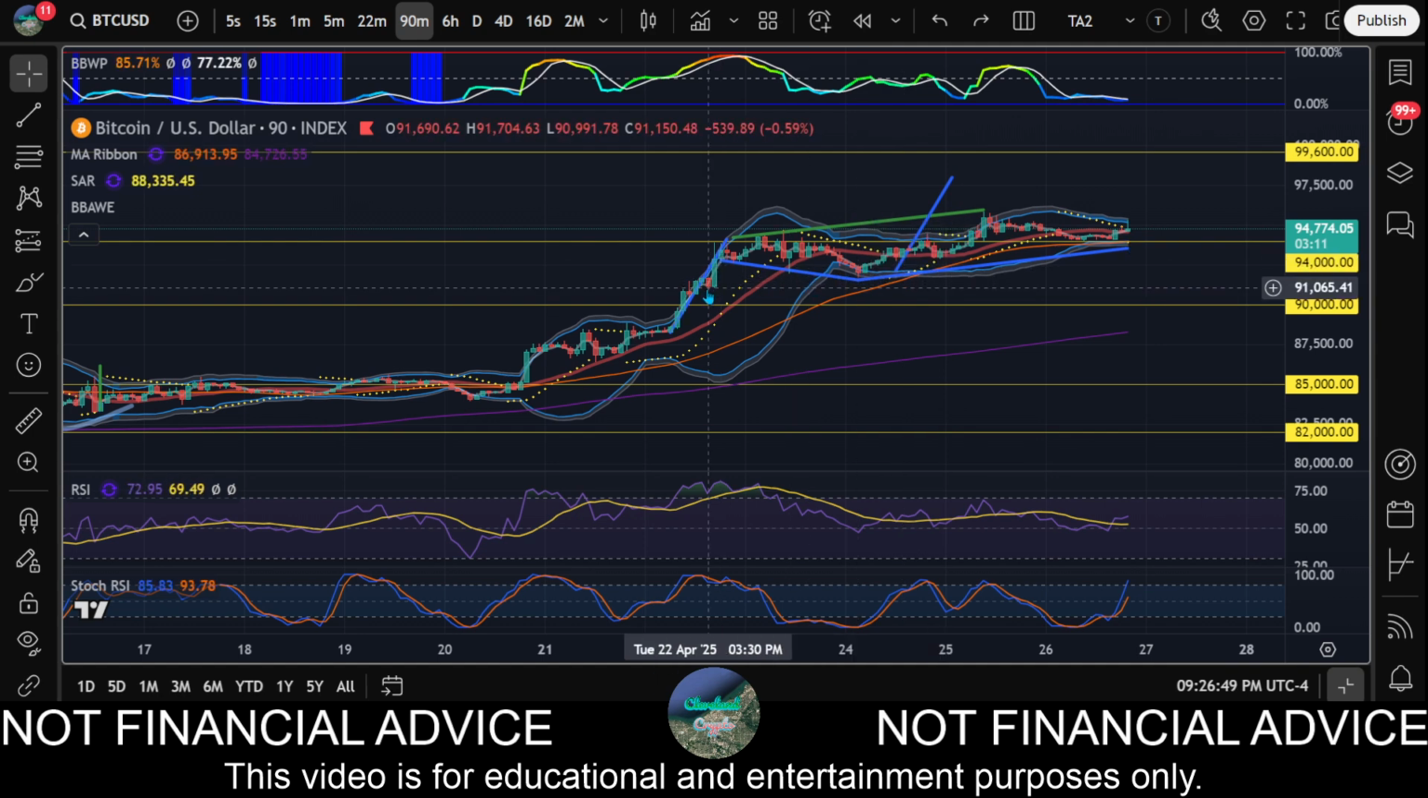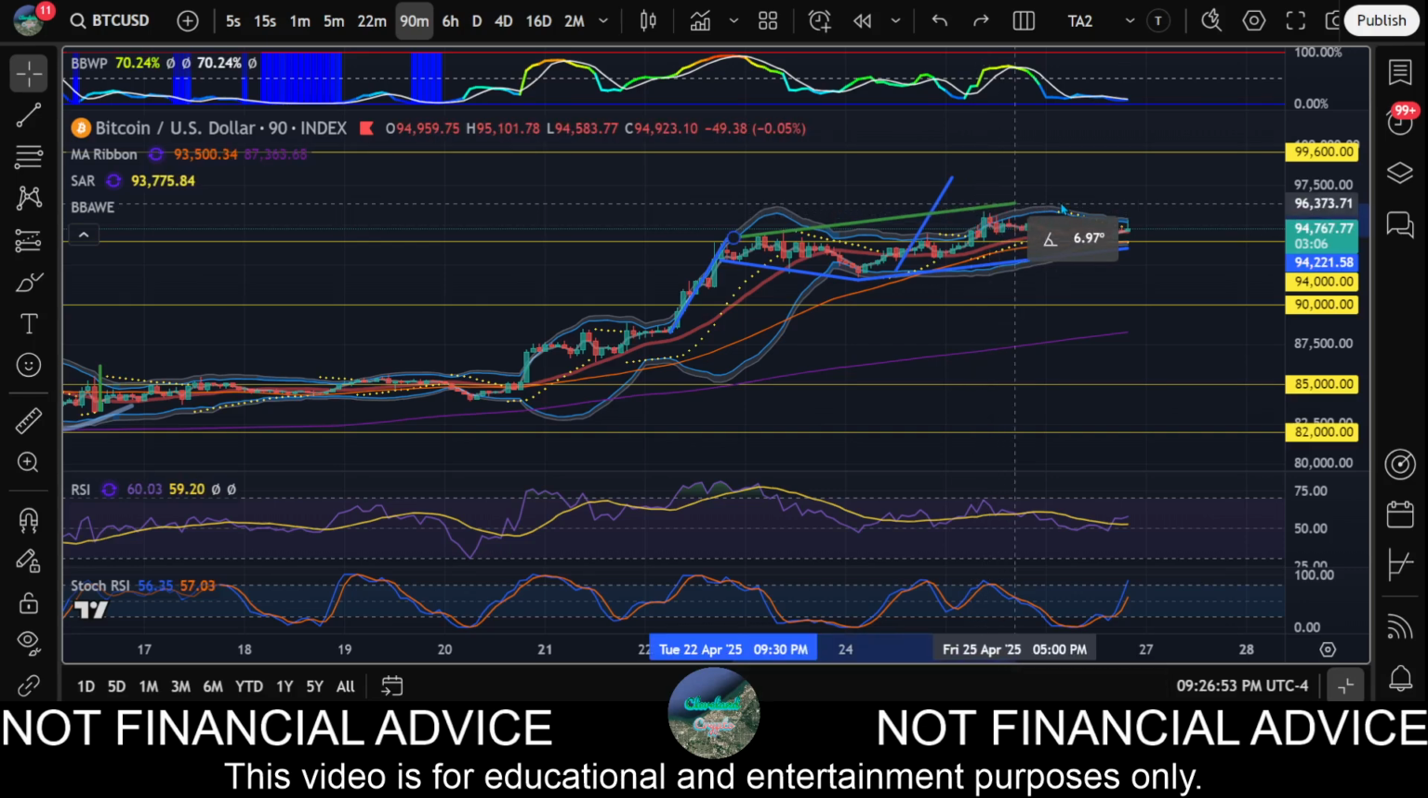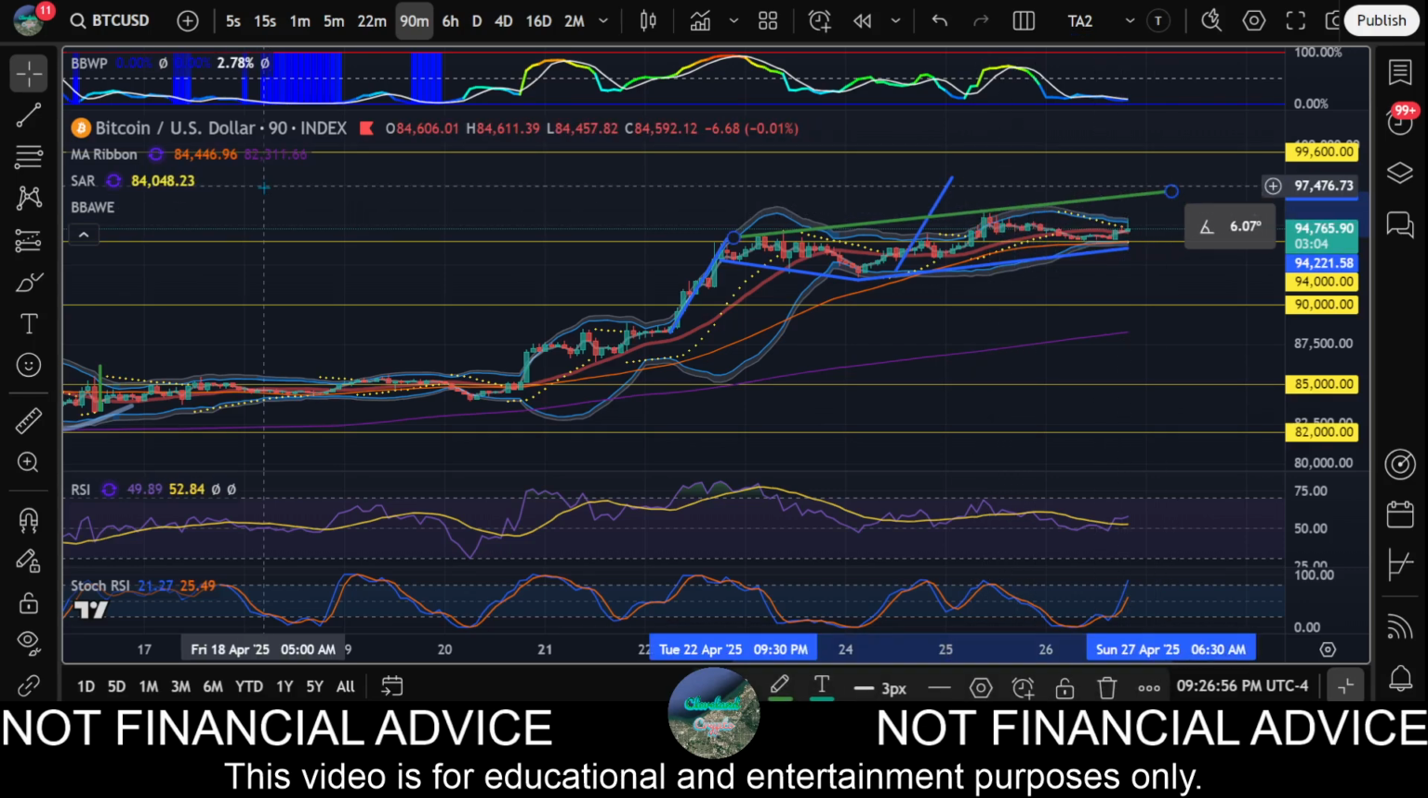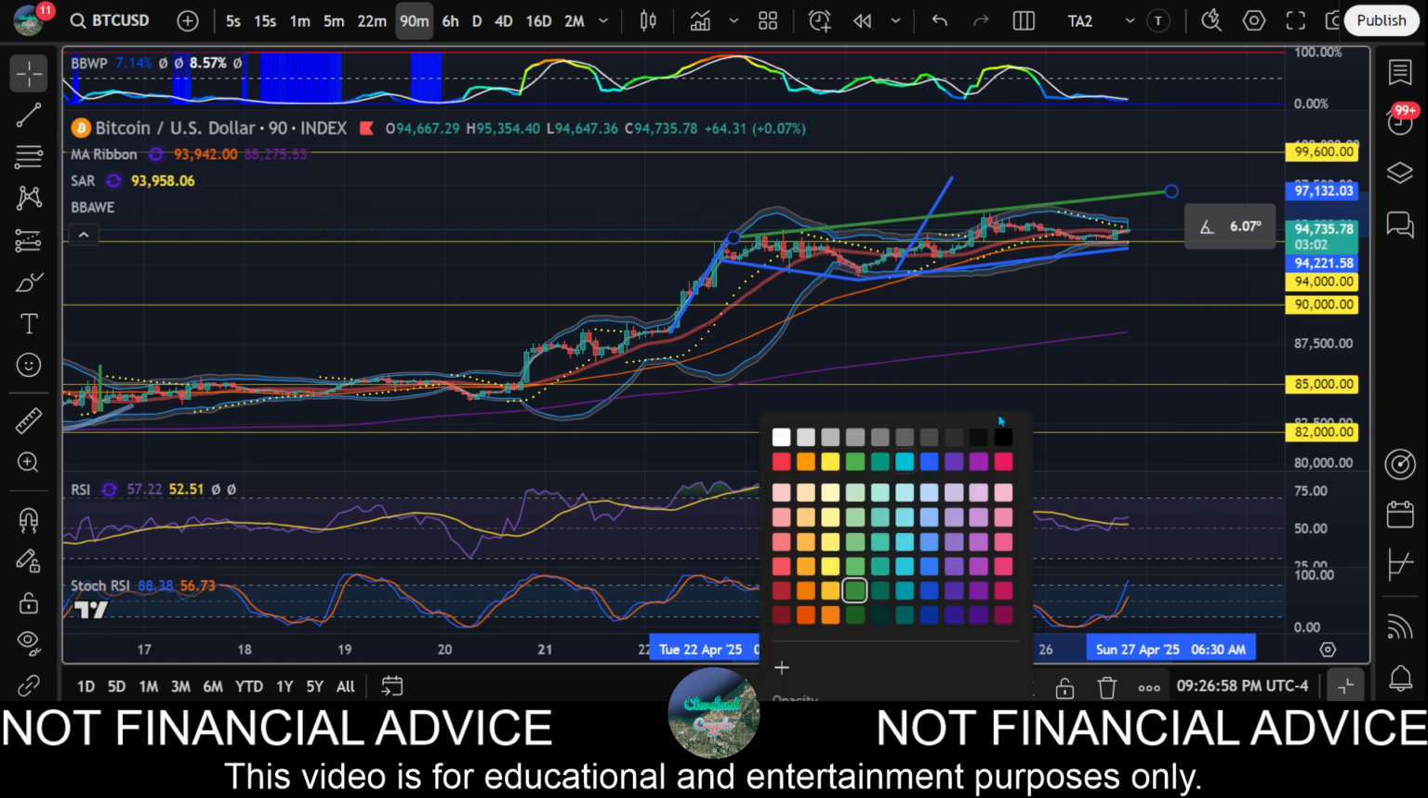We'll keep this other bull flag here. We'll move that up, turn that blue again, like so.